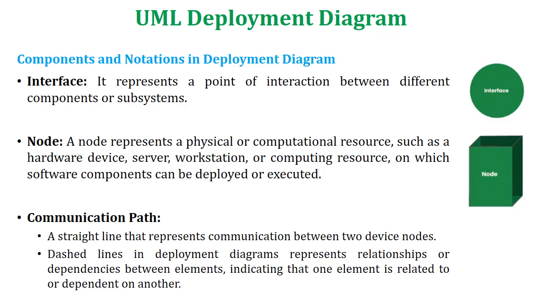And next one is a node. A node represents a physical or computational resource such as a hardware device, server, workstation, or computing resource on which the software component can be deployed or executed. See, this is the node symbol. And next one is the communication path. The straight line represents the communication between two device nodes. And the dashed line in the deployment diagram represents the relationship or dependency between elements, indicating that one element is related or dependent on another.